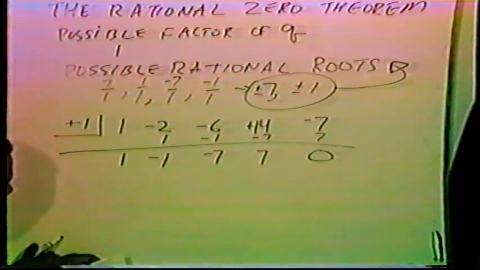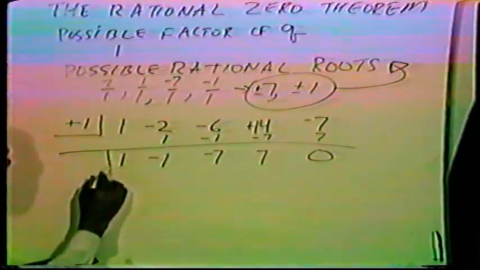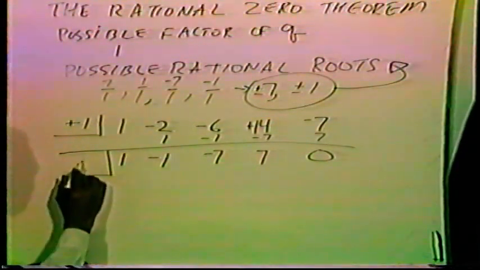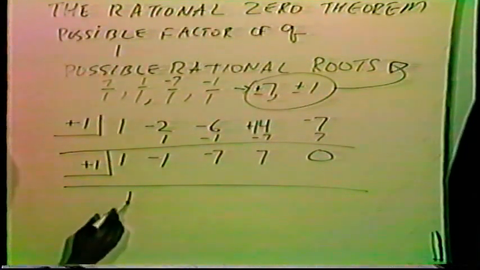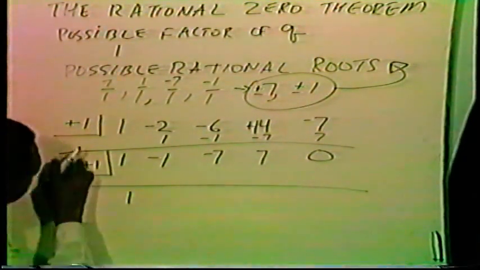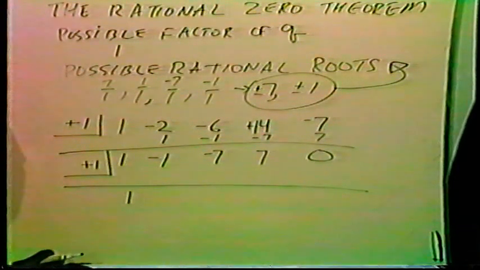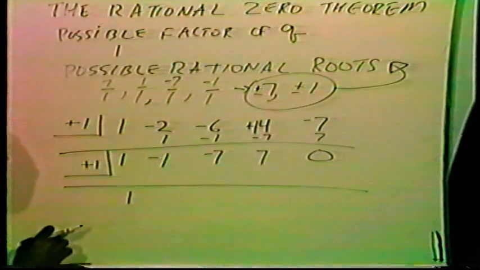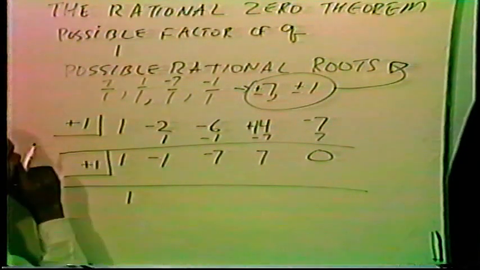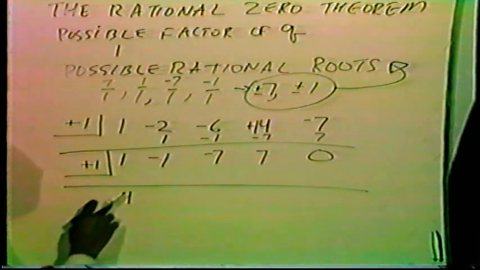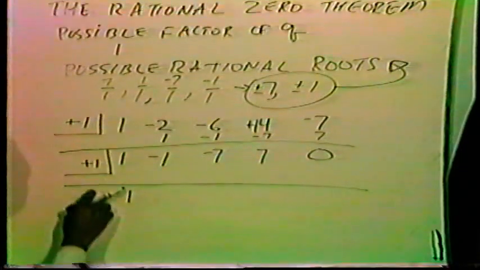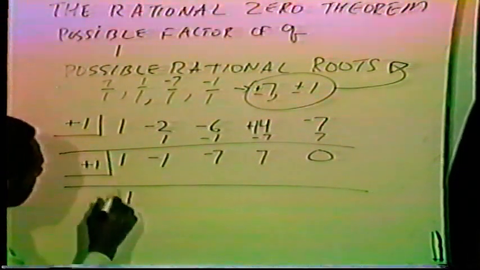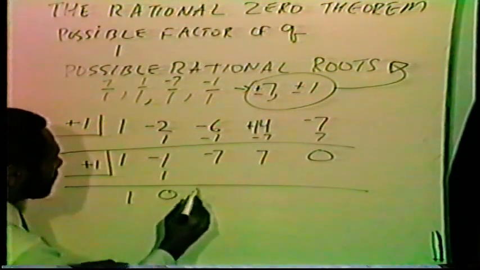Also in this case, we found out that positive 1 will divide into this again. We bring down the first term using positive 1 again. It turns out that positive 1 is a double root in this case. If we didn't know that, we would just keep on trying all of these and see if any other works. But it does end up that positive 1 is a double root. So we multiply 1 times 1, we get 1. That gives us 0.